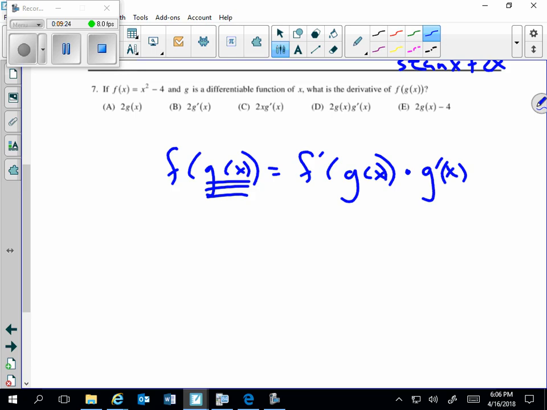And it says g is differentiable. What is the derivative of that mess? So I know f, right? So what is f prime of x? F prime of x would be 2x, right? But we want f prime of g of x. So if f of x is equal to 2x, then how are these two functions related?